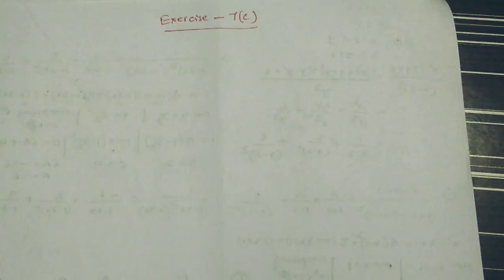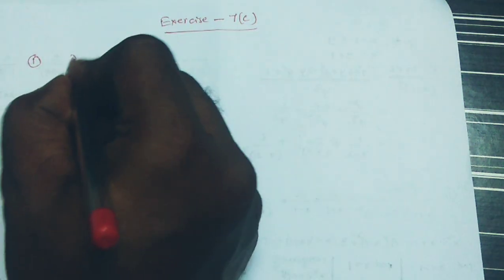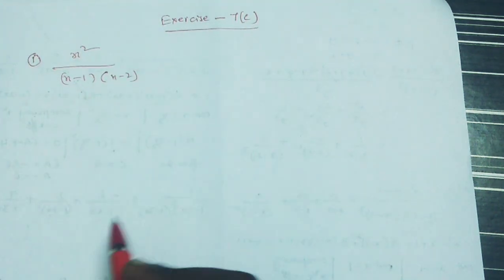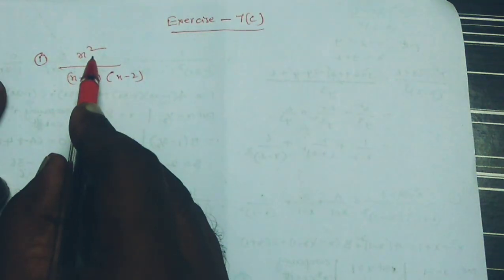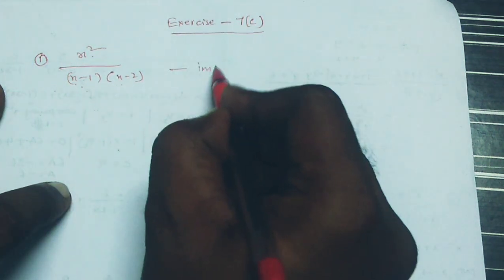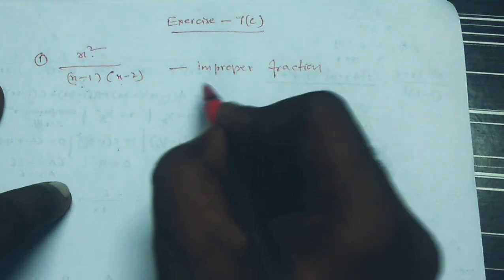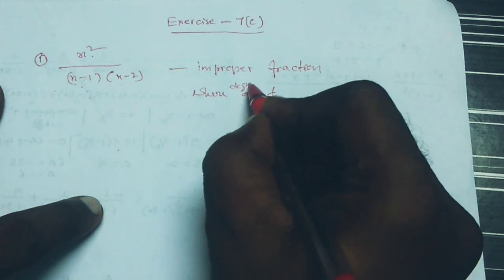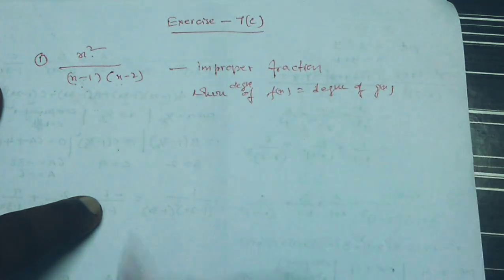Right. Exercise 7c, partial fractions. First problem is x square by x minus 1 into x minus 2. What we observe here is degree of numerator is 2, degree of denominator is 2. Therefore, it's an improper fraction, isn't it? Improper fraction where degree of f of x is equal to degree of g of x.